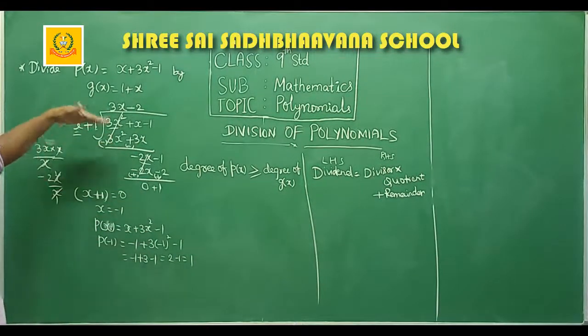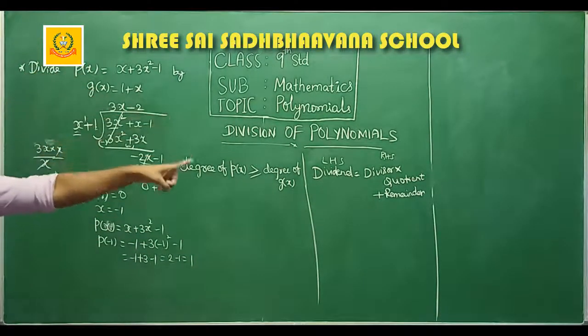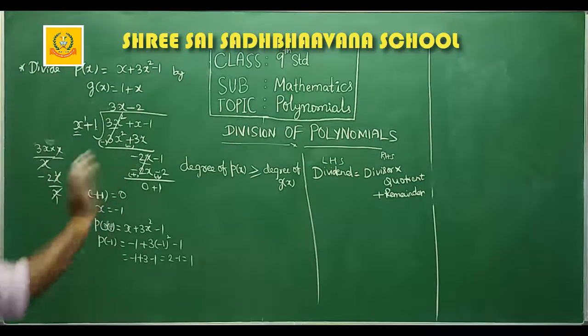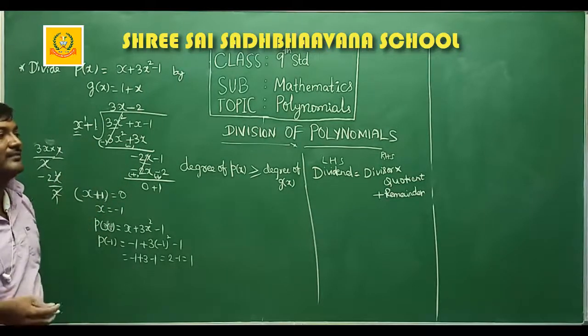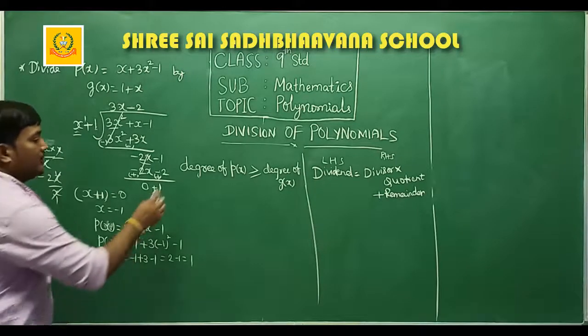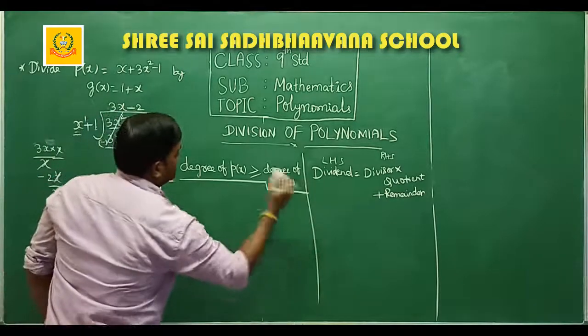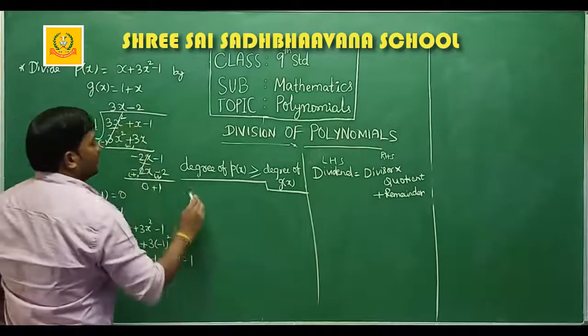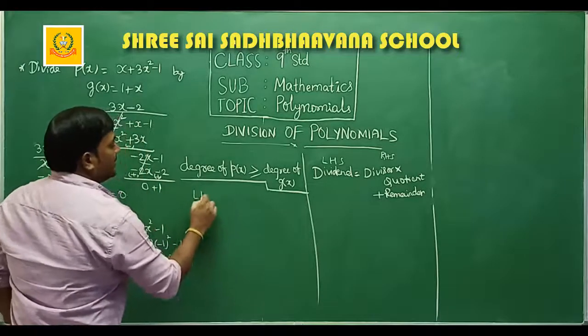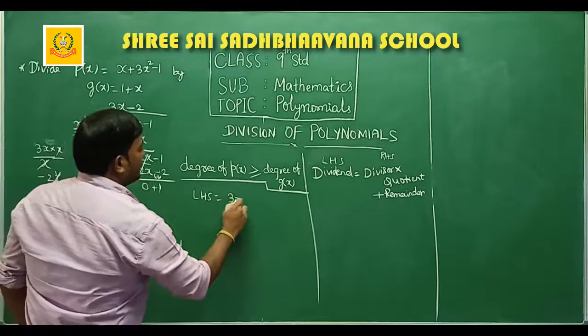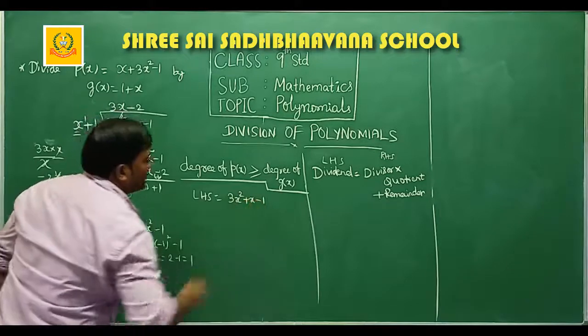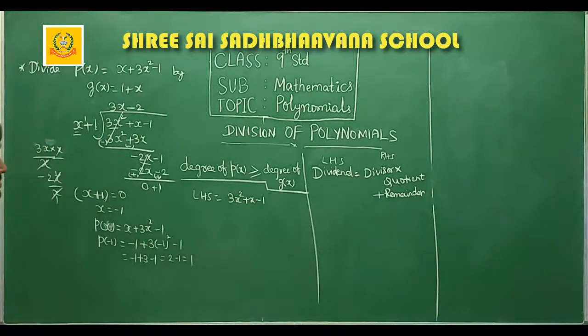And here we can also verify with that algorithm or with that formula. Dividend is equal to divisor into quotient plus remainder. So what is the dividend here? Just verifying that here. I'll take LHS as the dividend. What is that? 3x square plus x minus 1. Correct? So what is RHS?